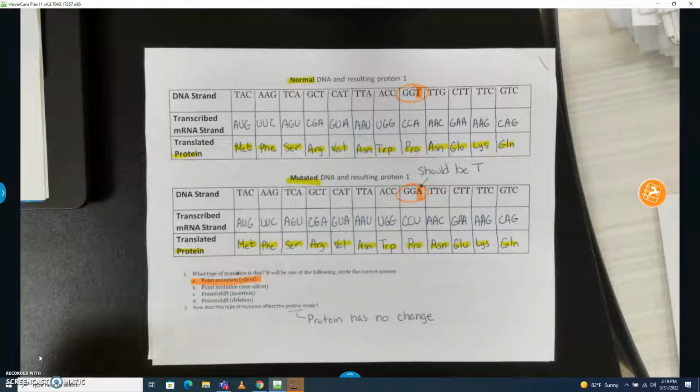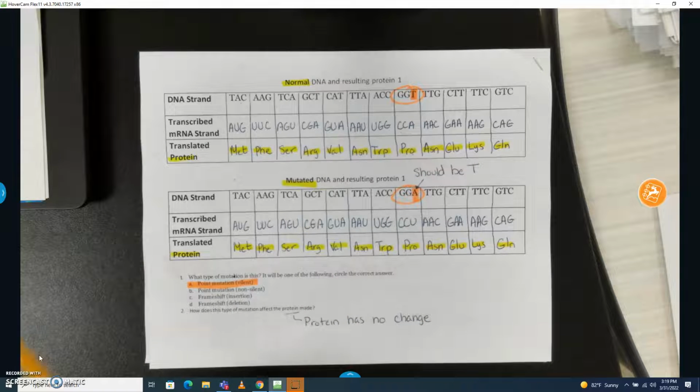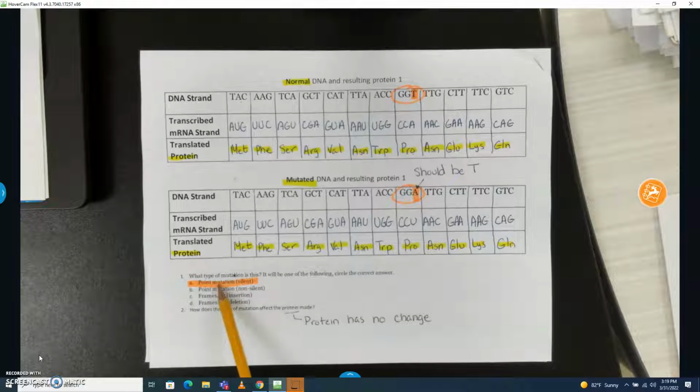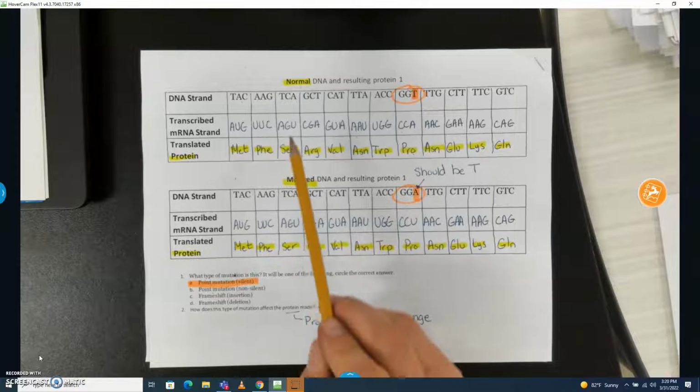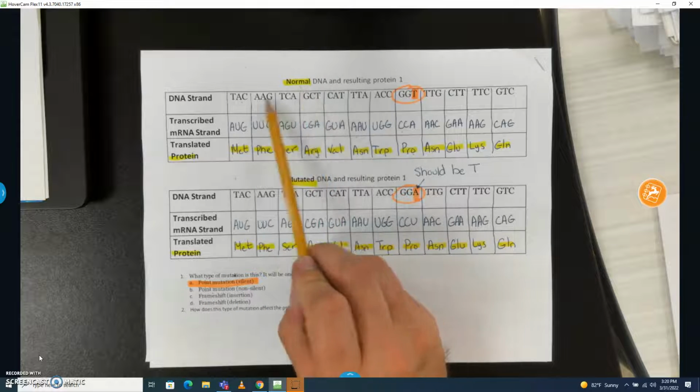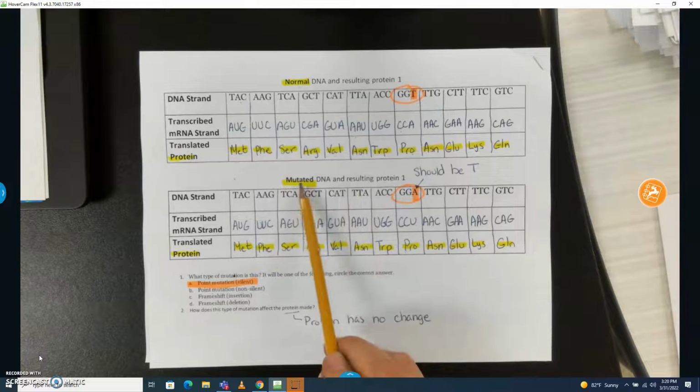This video will explain what we talked about in class if you happen to have been absent when we covered mutations. We're looking at four different types of mutations, at least that's what we covered in class. We're looking at two types of point mutations and two types of frameshift mutations. So let's get going.